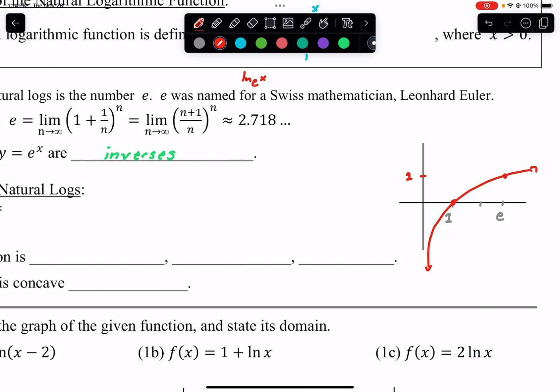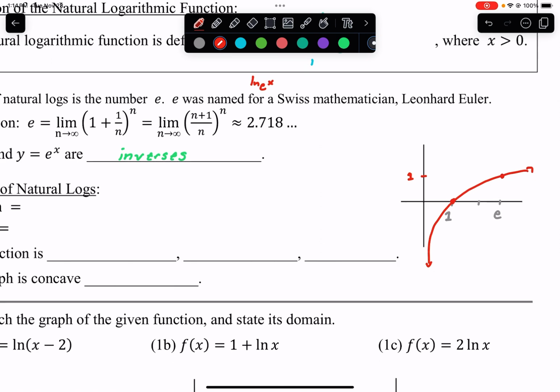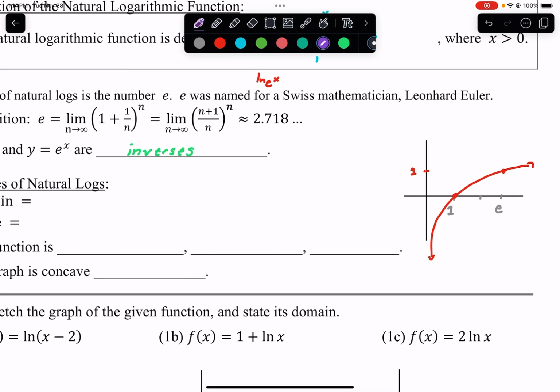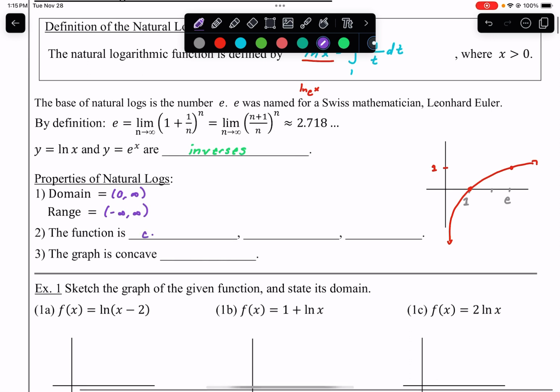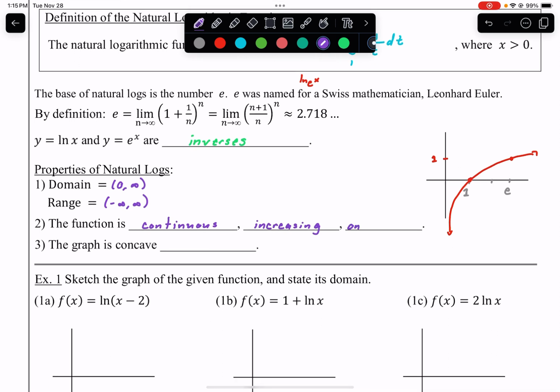So you don't deal with negatives unless the logarithm function has been shifted to the left. So we have the vertical asymptote there. Let's go back to the properties. Your domain is 0 to infinity. Your range is negative infinity to infinity. And some really important features of the function: the function is going to be continuous. We know what that means. The function is also going to be increasing. Basics of logarithm functions.